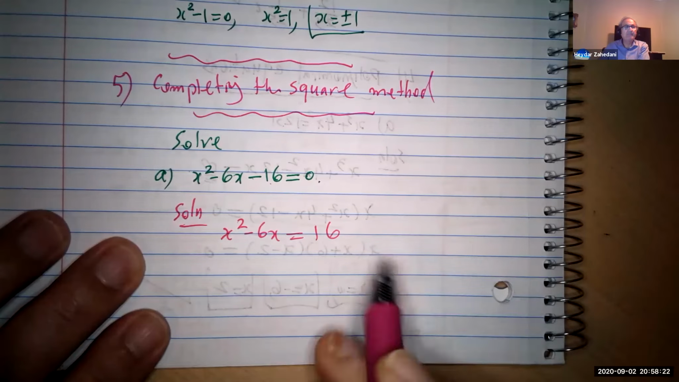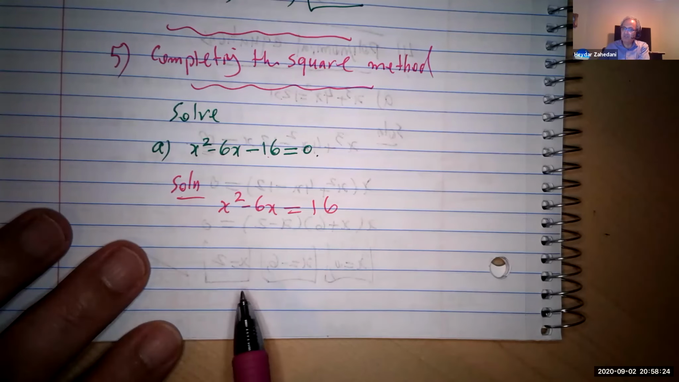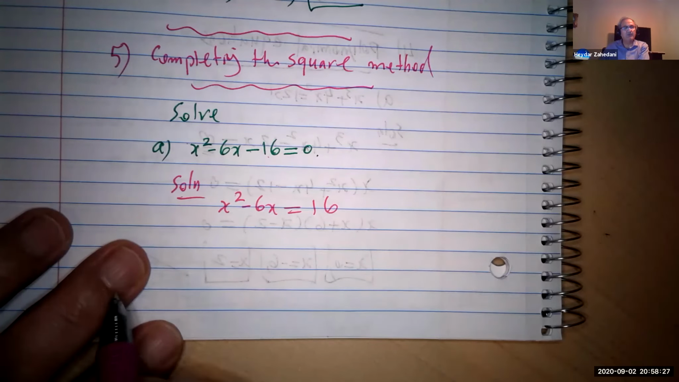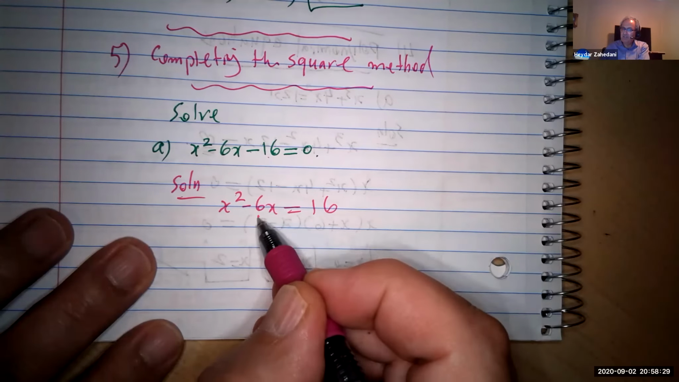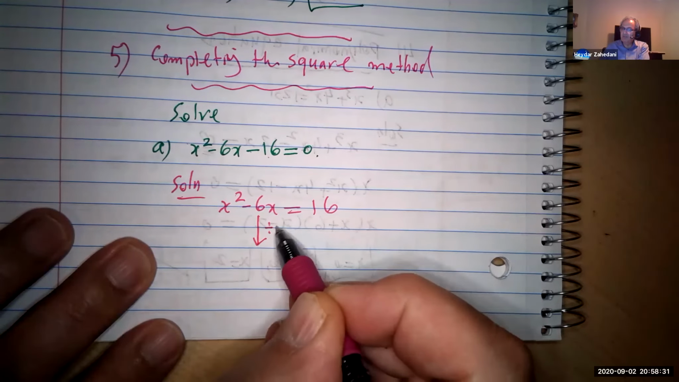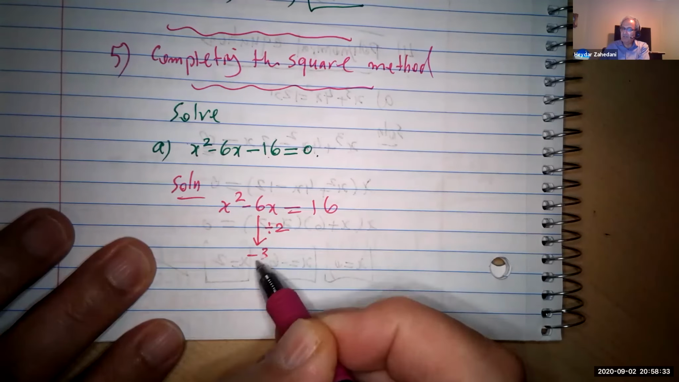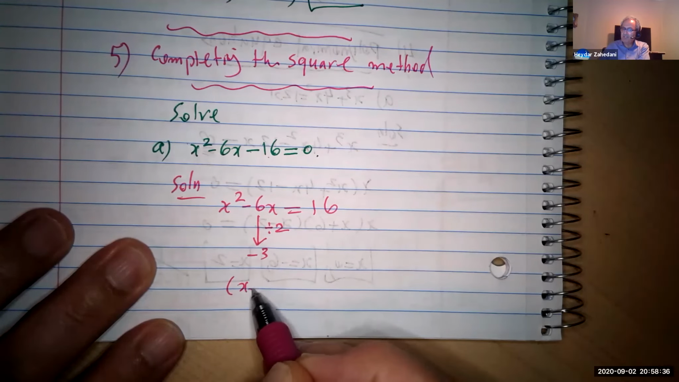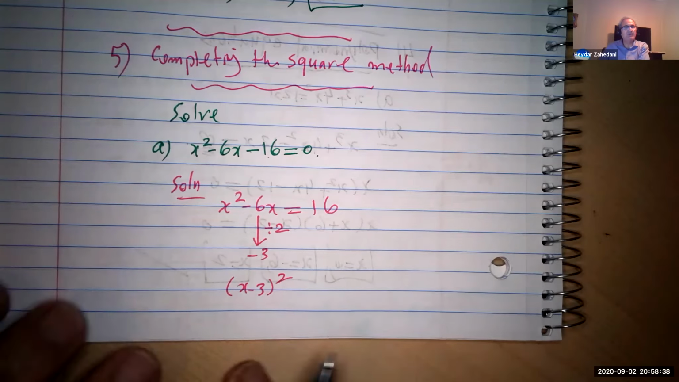Now you need that perfect square. You see, this is twice of what we are interested in. Divide this one by 2. That gives you negative 3. Form your square: x minus 3 all squared. You see, but you have to pay for it.